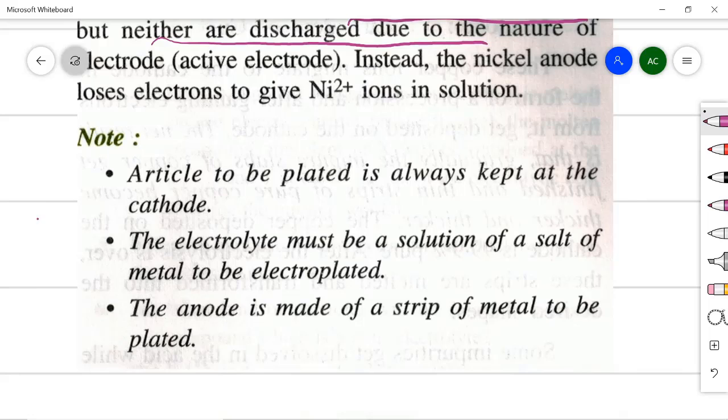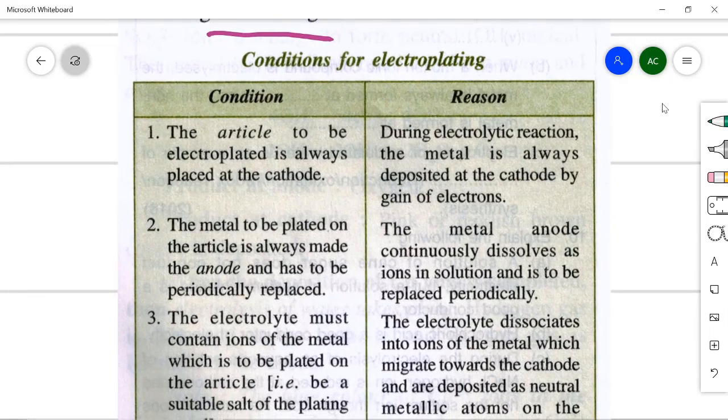I've already told you many times while teaching that the article to be plated is always kept at the cathode. The electrolyte must be a solution of the salt of the metal to be electroplated, and the anode is made of a strip of the metal to be plated. So these are three very important points which you will always remember whenever you study any electroplating. Let's see what the conditions of electroplating are. How do we do electroplating? What are the requirements? So the first condition is that the article to be electroplated is always placed at the cathode.